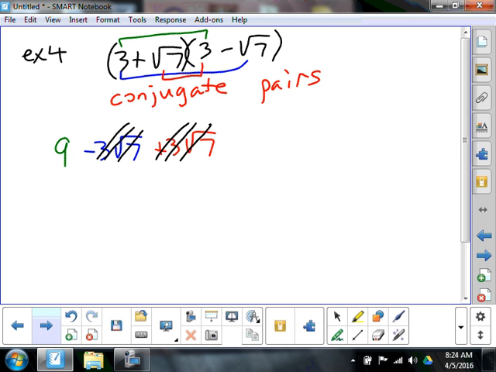So we get minus rad 7, rad 7. Can't we play squeeze play with the rad 7s? So that's minus rad 7 times 7, which is minus rad 49, which ends up being what?